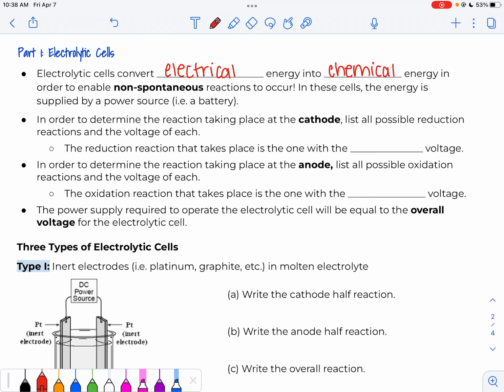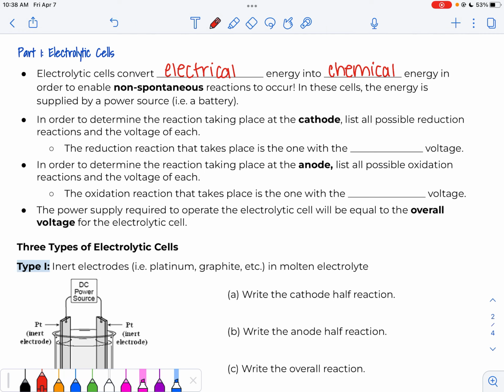So why are these really important? Well, think about non-favorable reactions. Non-favorable reactions doesn't mean that they can't ever happen. It just means that they need a constant source of energy in order to make them happen. So what we can use electrolytic cells for is to make these non-spontaneous reactions work. So that way we can harness their power to do work.